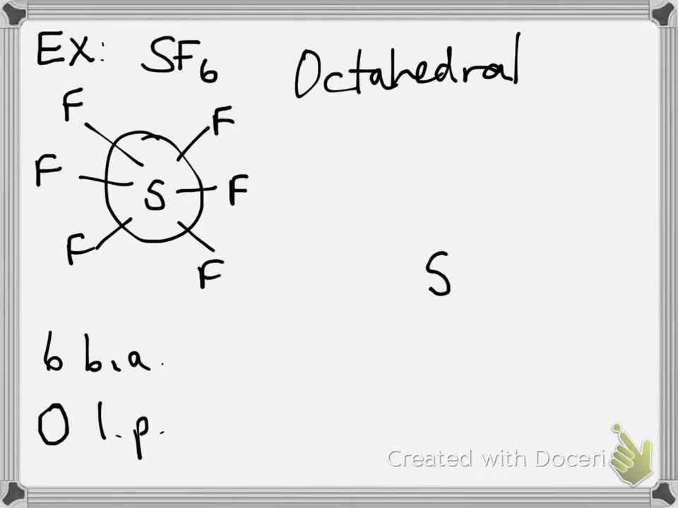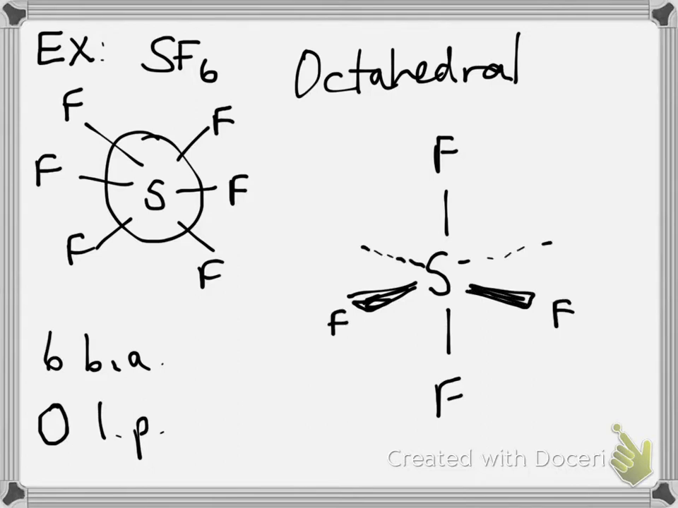S is here. I've got one up and one down. Basically, I'm going to have 2 coming at me and 2 going away from me. The 2 coming at me are going to go just down slightly to the left and right. And the 2 going away from me are going to go just slightly up to the left and right as dashes. It looks like that. Every bond angle in octahedral is 90 degrees.